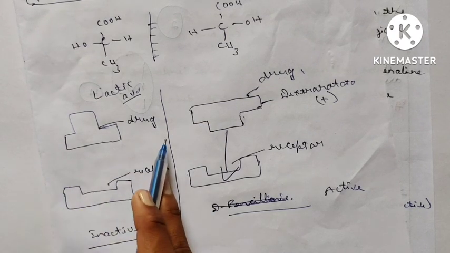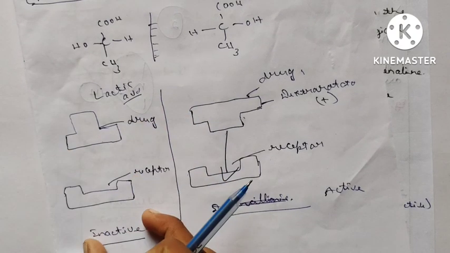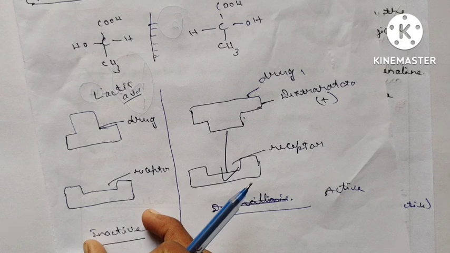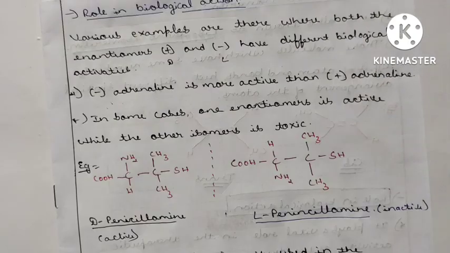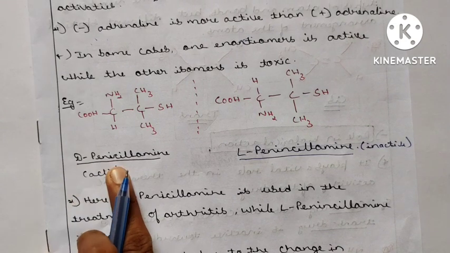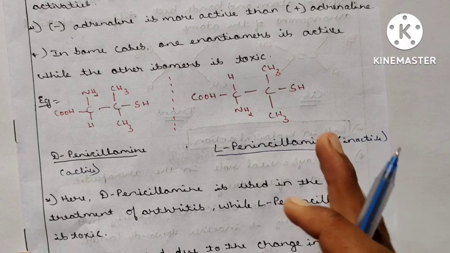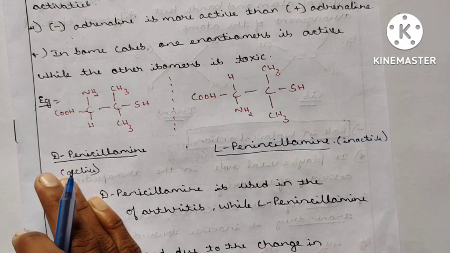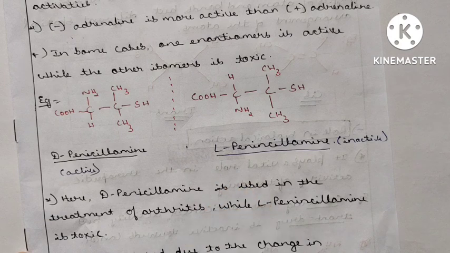If you pass the plane polarized light, the structure gets inverted and it cannot fit into this receptor. If it can't fit into the receptor, automatically the drug action decreases. Drug action decreases means no biological action, no biological role. Simple, very simple concept. See, this is explained here: dextropenicillamine is active, levopenicillamine is inactive. If the compound is dextrorotatory penicillamine, that is D-penicillamine, then it is active. If levopenicillamine, it is inactive.